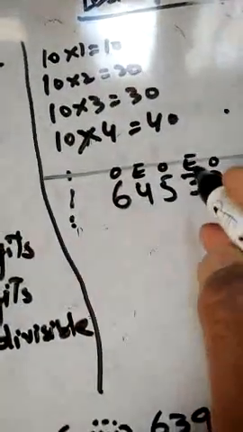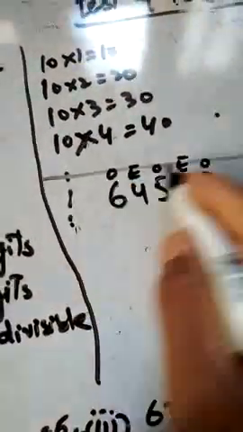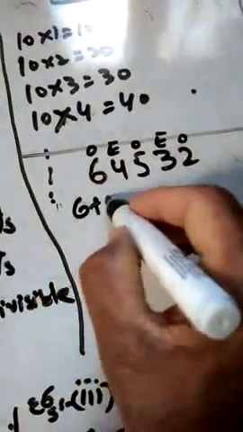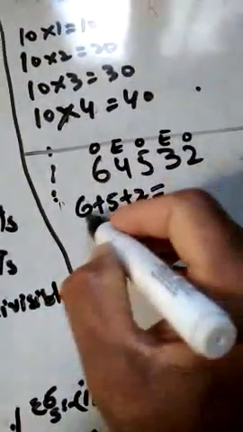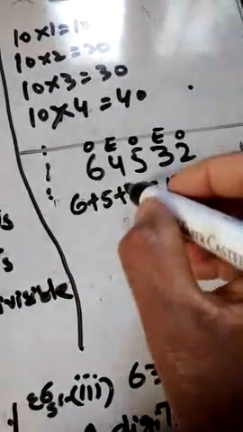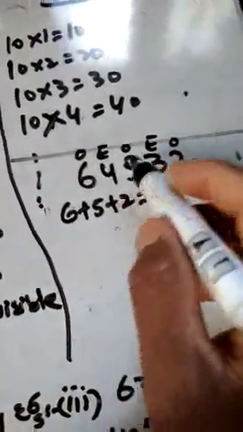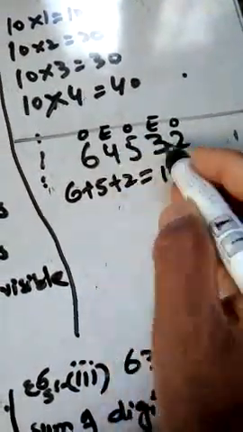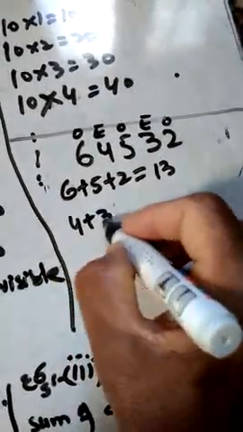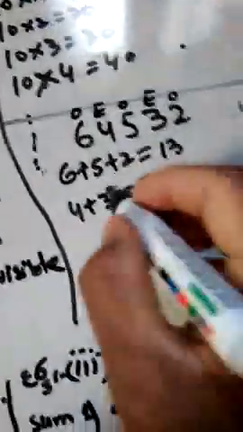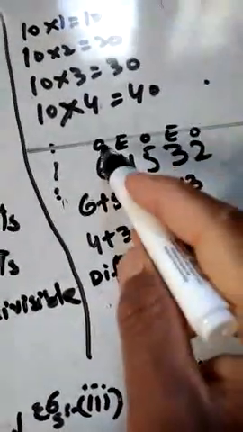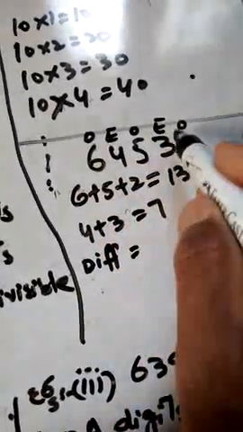Then what do we have to do? We have to find the sum of all the odd-place digits. Here the sum is 6 plus 5 plus 2, it goes 13. Then we have to find the sum of the even-place digits, which is 4 plus 3, it is 7. Then we have to find their difference, the difference of the sum of the odd-place digits and the sum of the even-place digits.